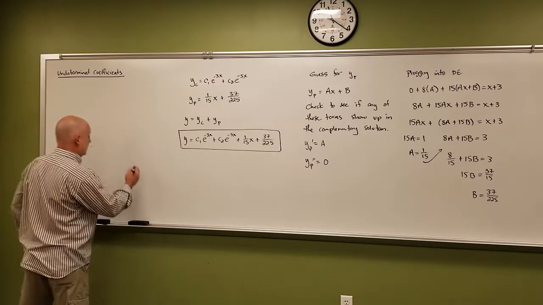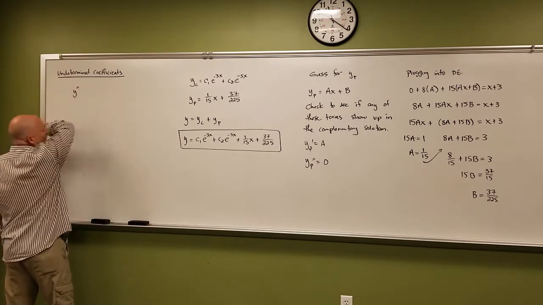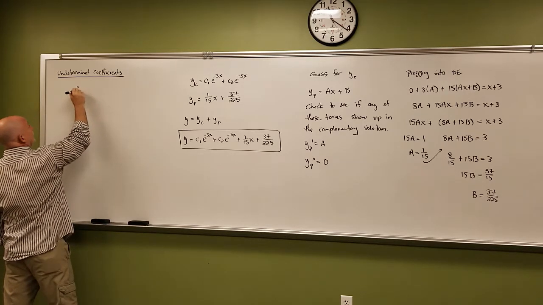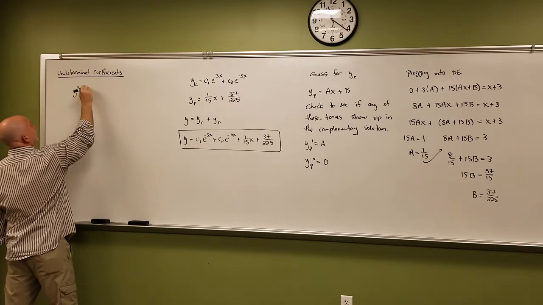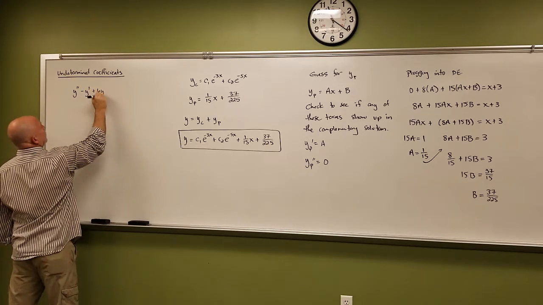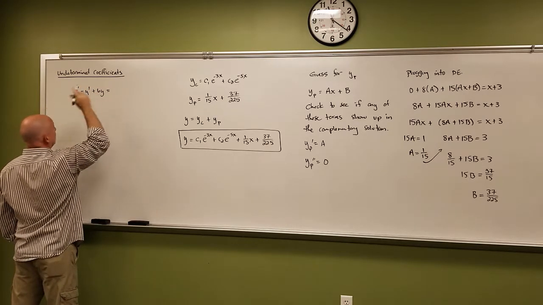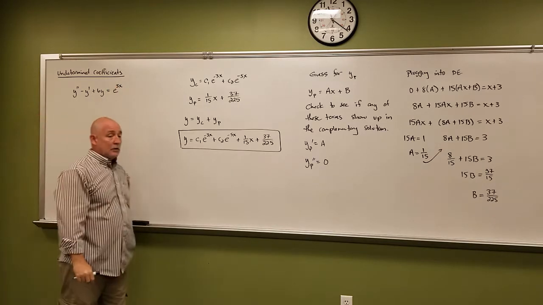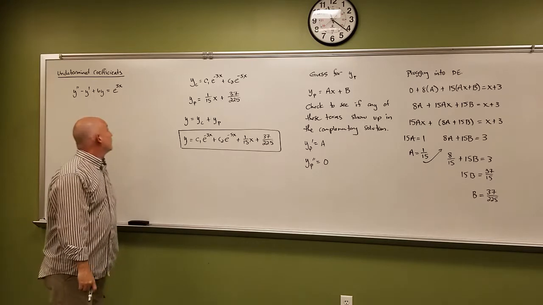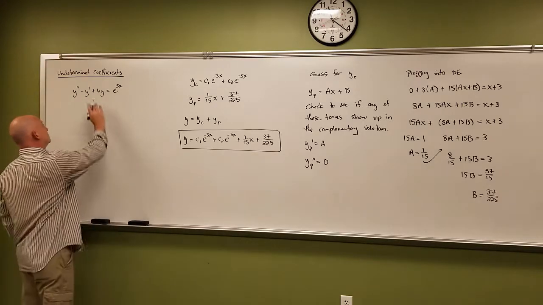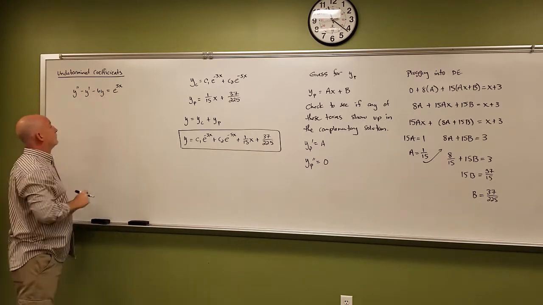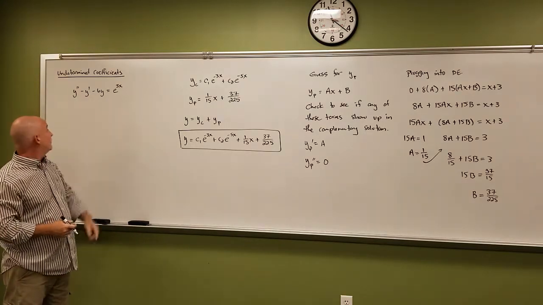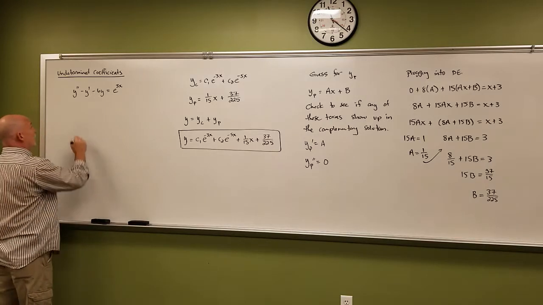Let's say I have, I don't know, y double prime minus y prime plus 6y is equal to e to the 3x. Okay, this is a second order linear differential equation with constant coefficients, and this is non-homogeneous because it's equal to a function.